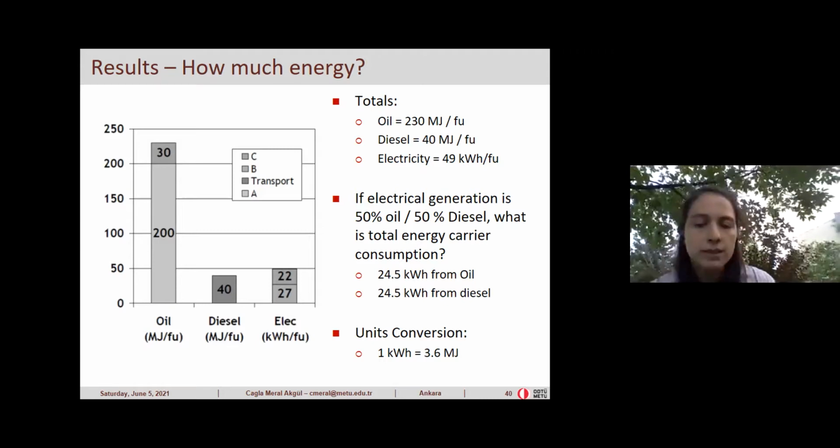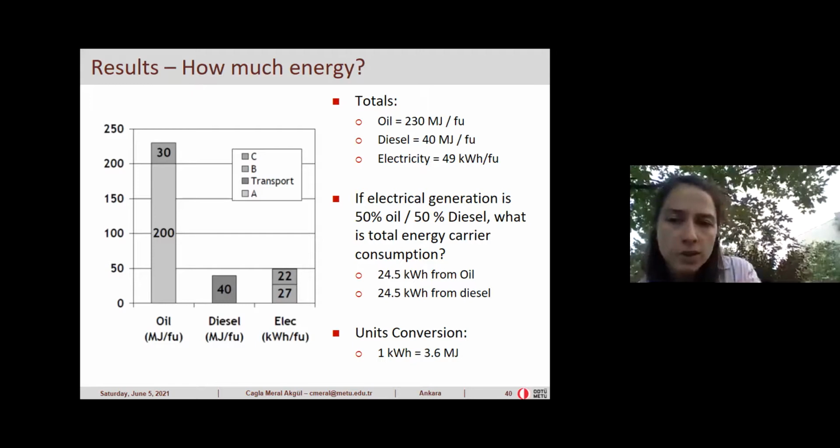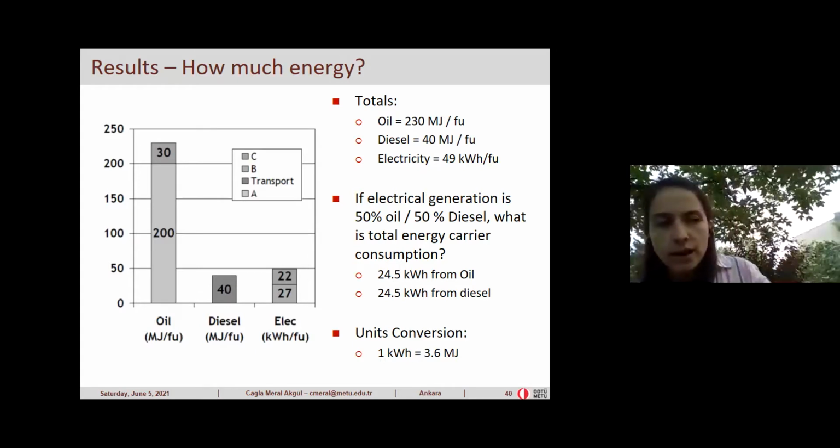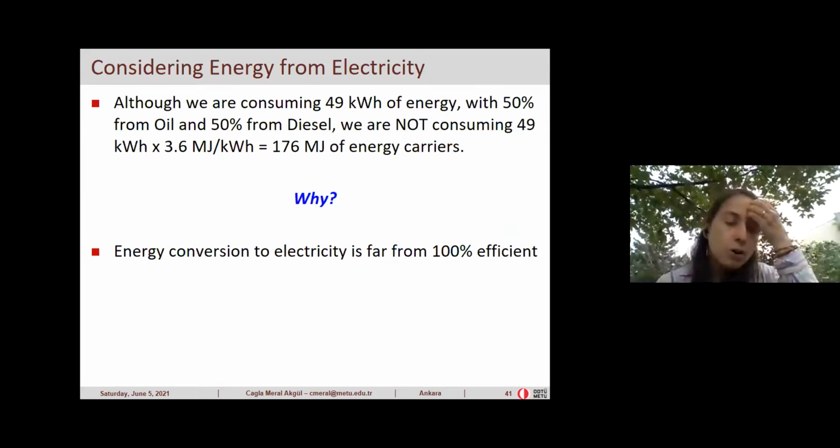kilowatt hour from diesel. Now remember here, electricity is in kilowatt hours, but the others, the fuels like gasoline or diesel and transportation, are in megajoules. So their units, their functionality, are not the same. You need to convert them. So you convert: 1 kilowatt hour is approximately 3.6 megajoule. Although we are consuming 49 kilowatt hour of energy, 50% oil, 50% diesel, we are not consuming 49 kilowatt hour times 3.6 megajoule. It is 176 megajoule of energy carriers.